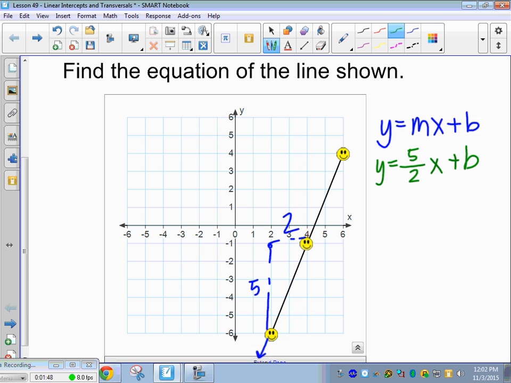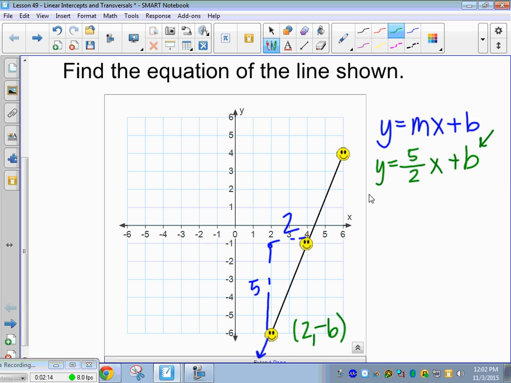Now, just like when we solve normally, you guys have been solving for many different types of lines, we just have to use a point that we know for our x and our y coordinates, and we can solve for b. So I'm going to use this point down here, which is 2, negative 6. And I'm going to plug it in for my x and my y to find my b value, which is the next thing we need for our equation.